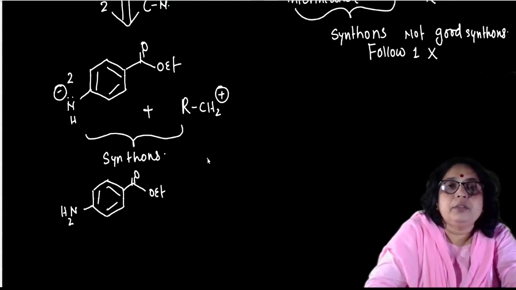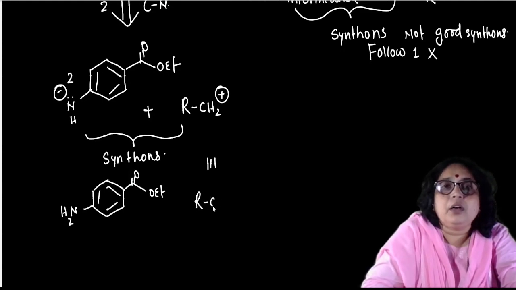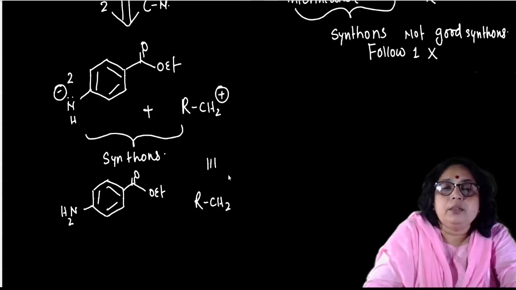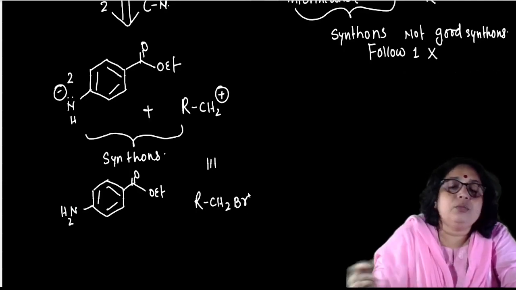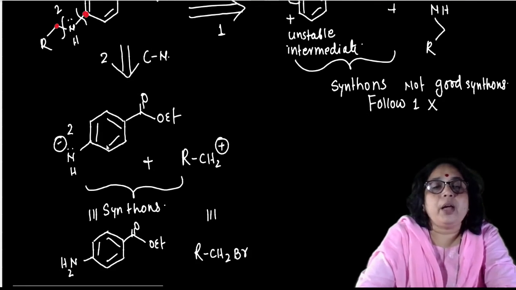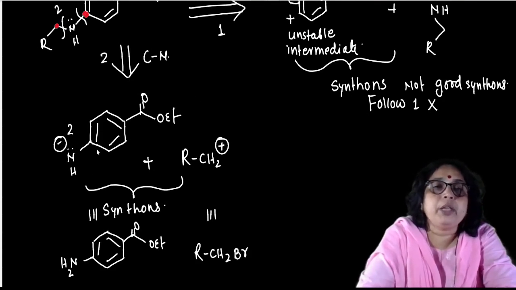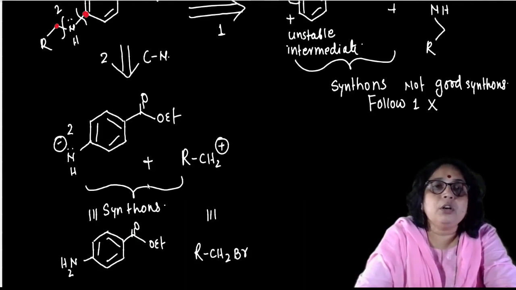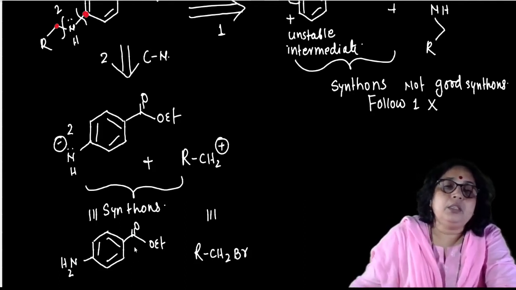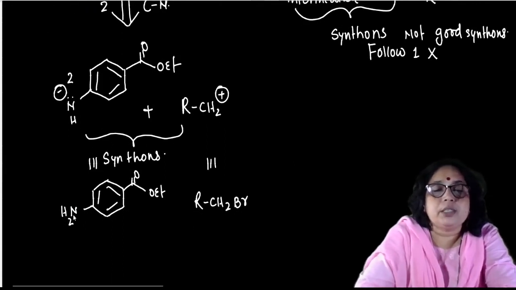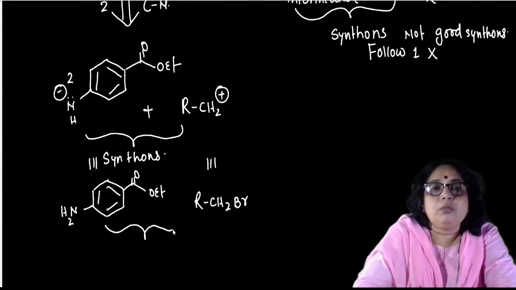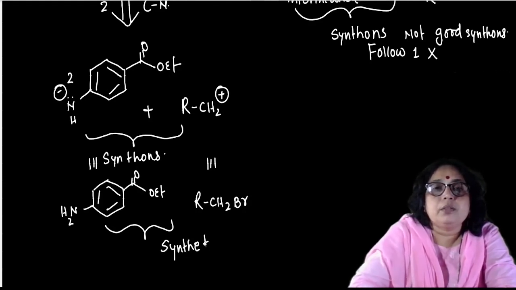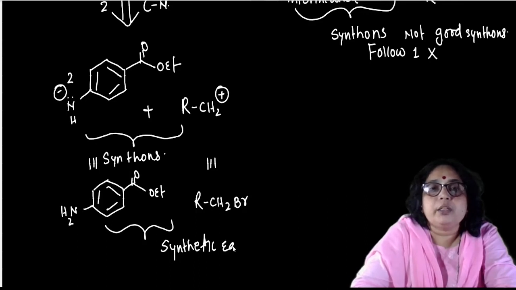and RCH2. So here you can use Cl, Br, etc. So here I can use Br. Go to the part 2 where I'm getting the two synthons. So they are pretty good synthons, and I'm getting these synthetic equivalents. All right. Now these are the synthetic equivalents.